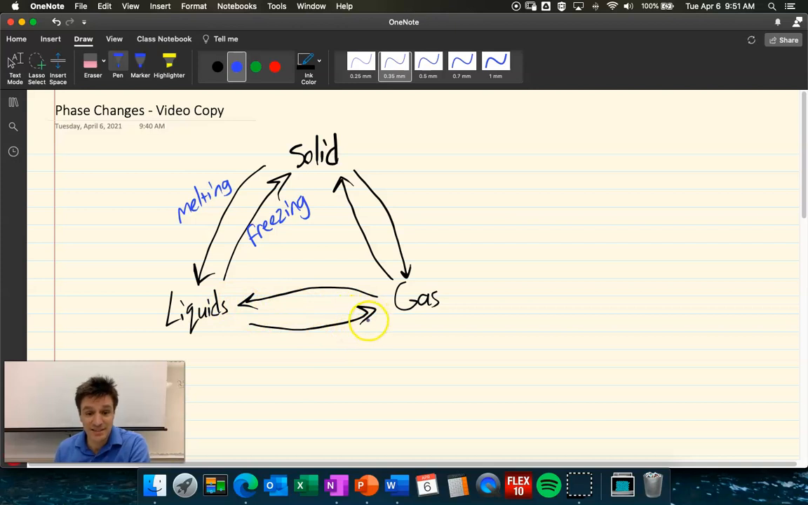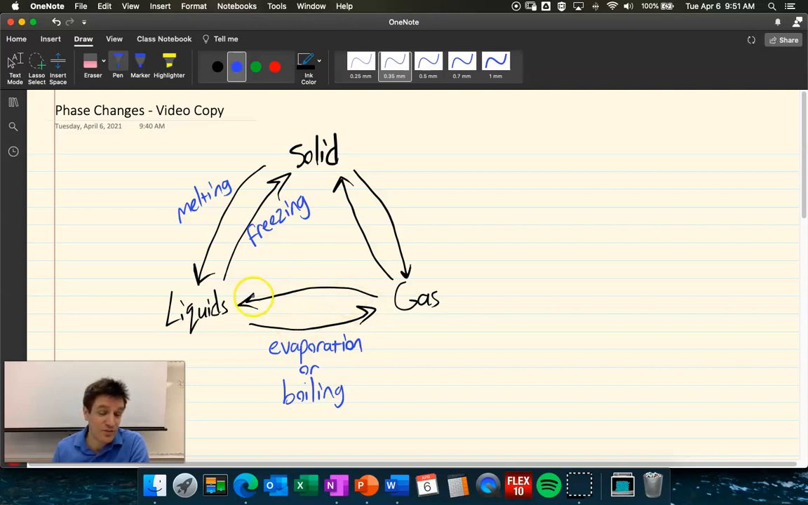Liquid to gas, there's actually two ways to do that. One is if you have a puddle out in the sun. That's the slow way, and that's called evaporation. The fast way is a pot of water on your stove, and that is called boiling. And the rest of these you may or may not know. These are the ones you most commonly encounter in your own life.